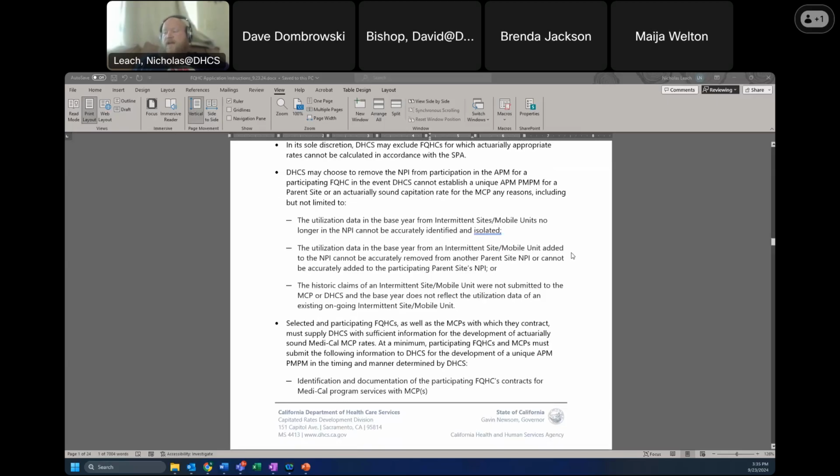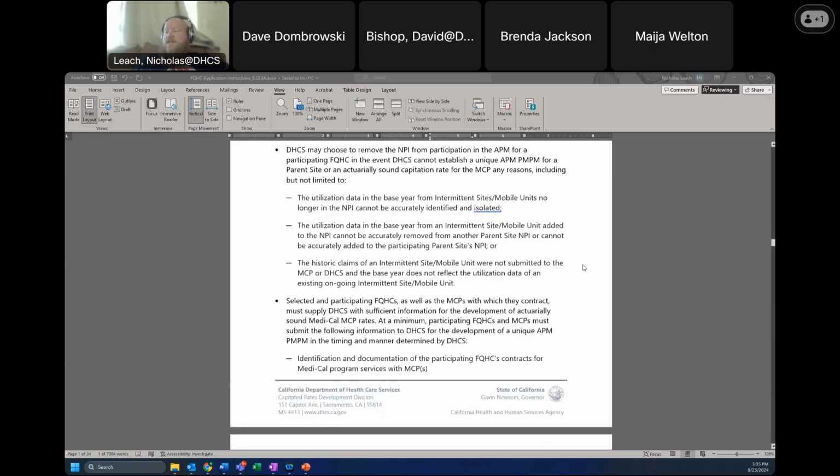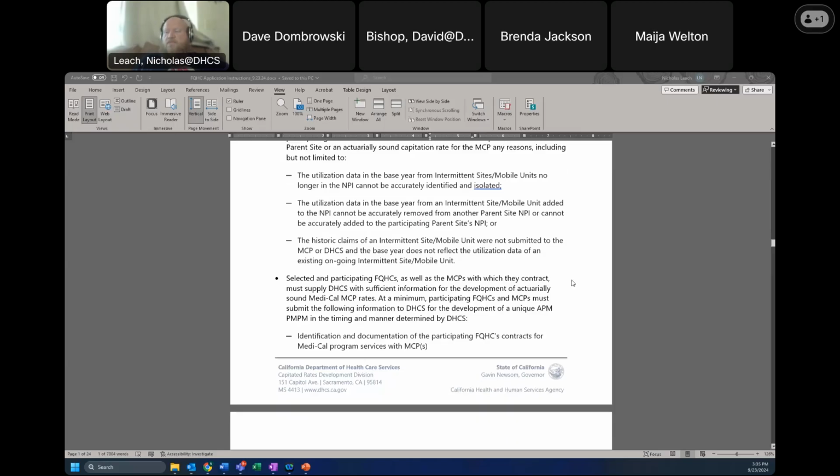The utilization in the base year from an intermittent site / mobile unit added to the NPI cannot be accurately removed from another parent site, and the historic claims of an intermittent site / mobile unit were not submitted to the MCP or DHCS, and the base year does not reflect the utilization data of an existing or ongoing intermittent site / mobile site. So anything that jeopardizes the connection between the base year data and the program year can lead to that NPI not being able to participate in the APM.